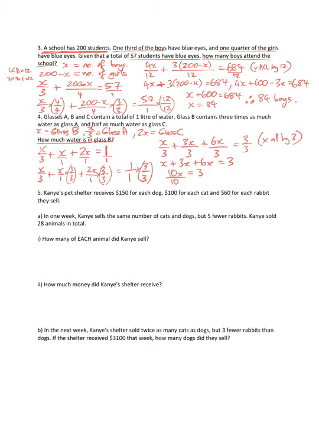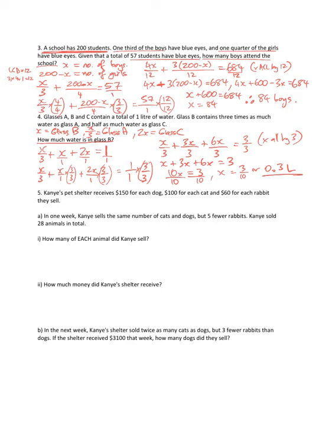Opposite of timesing by 10 is dividing by 10. Divide both sides by 10. X is going to be 3 on 10, or 0.3 litres. 0.3 litres in glass B.